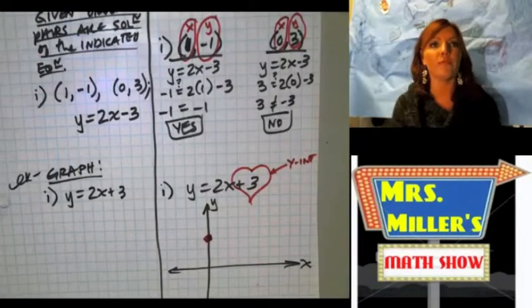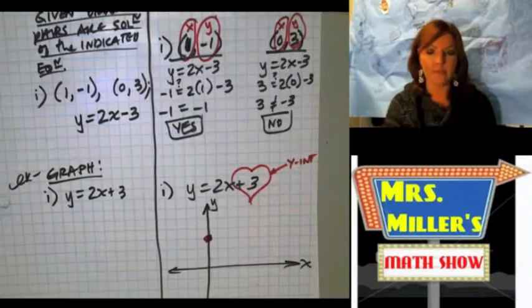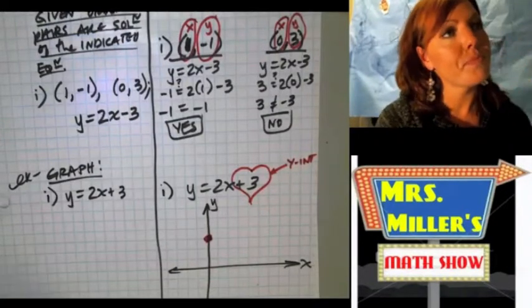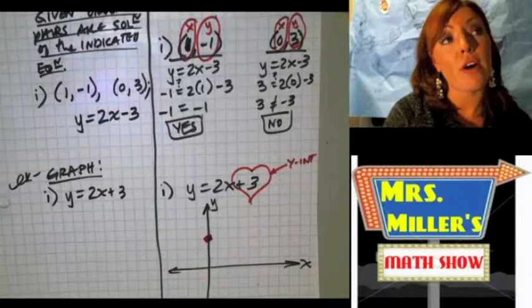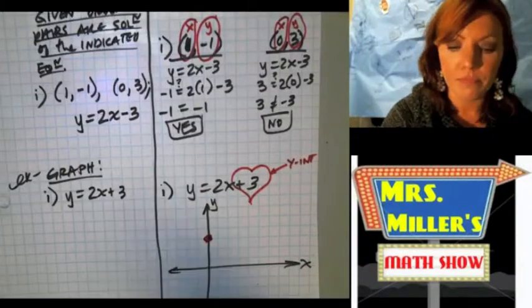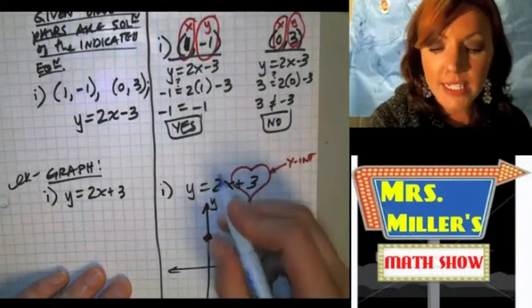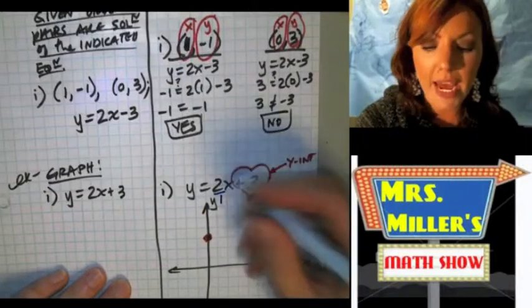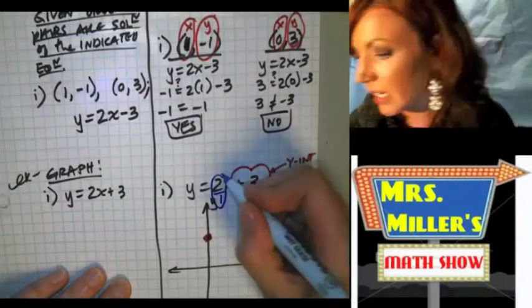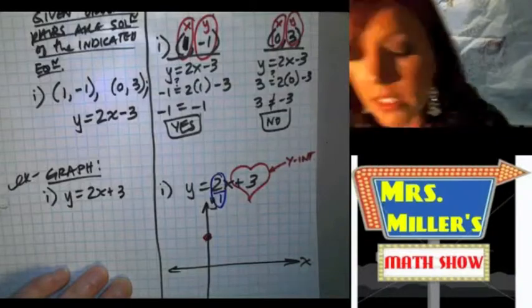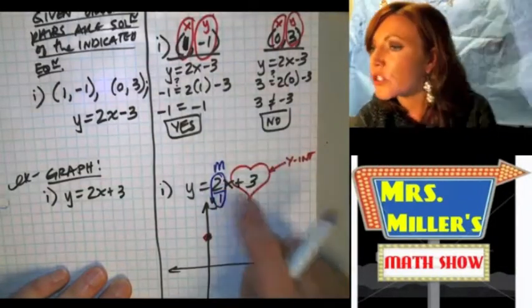Somebody other than Cole. Okay, Alyssa. From there, 2 to the right. Where are you getting 2 from? Would you agree that 2 is the same thing as 2 over 1? Yes. What does this number represent? Rise over run. Good. It is the slope. And the letter that we use for slope is M.